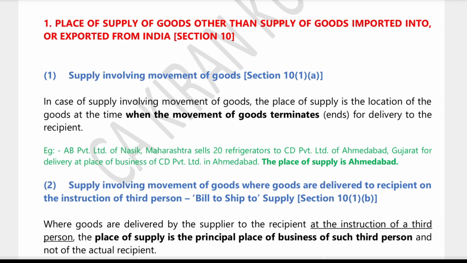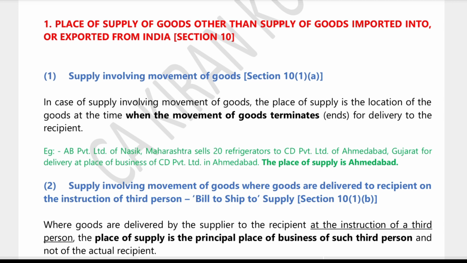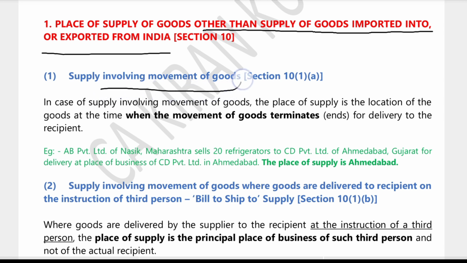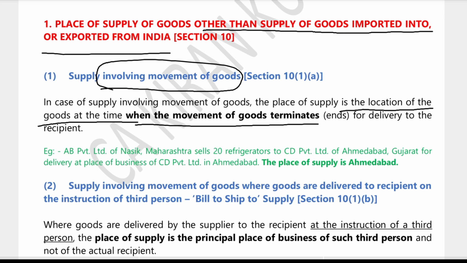For deciding place of supply, we have divided the whole of goods and services into 4 categories. Now we are discussing category 1, that is place of supply of goods other than supply of goods imported into or exported from India. In case of supply involving movement of goods, the place of supply is the location of the goods at the time when the movement of the goods terminates.